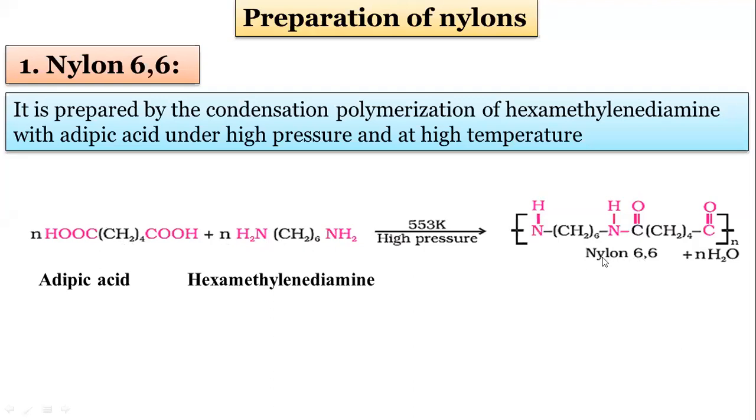Now, why it is called nylon 6,6, I will explain. See here, there are 6 carbons, and there are also 6 carbons. These are the 4 carbons of the CH2, and this is the 5th, CO, and this is the 6th. So these 6 carbons are repeated. That's why it is called nylon 6,6, because there are 6 carbons and also 6 carbons. Remember.